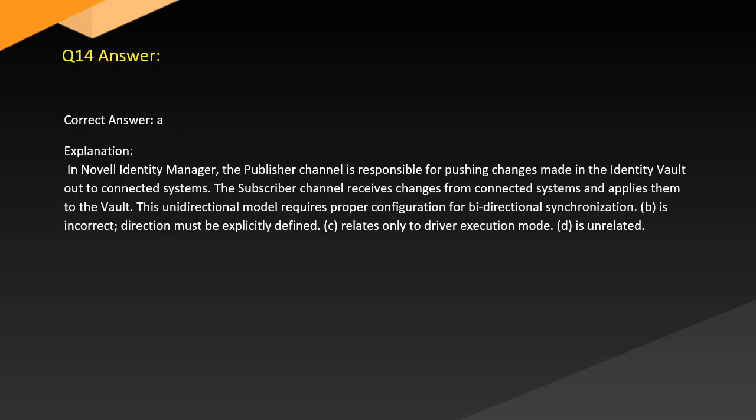Answer. Correct answer: A. Explanation. In Novell Identity Manager, the publisher channel is responsible for pushing changes made in the Identity Vault out to connected systems. The subscriber channel receives changes from connected systems and applies them to the Vault. This unidirectional model requires proper configuration for bidirectional synchronization. B is incorrect. A direction must be explicitly defined. C relates only to driver execute mode. D is unrelated.